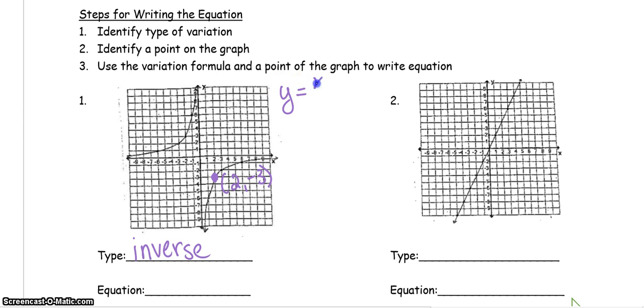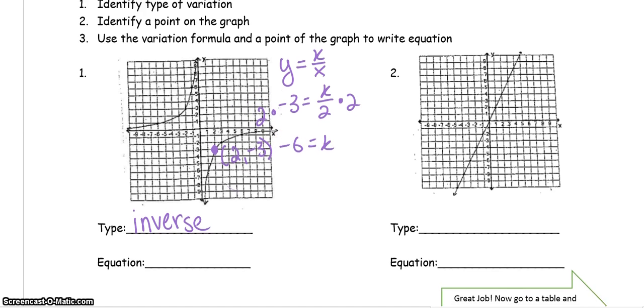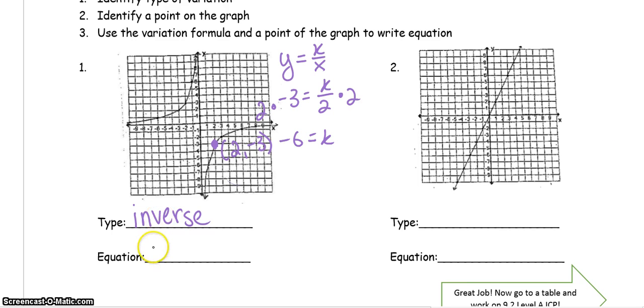In order to write the formula for this inverse variation, we need to start with the equation. So that's y equals k over x. Now, we know the point 2, -3 is on this graph, so we can plug that in to find k. So -3 equals k over 2. In order to solve for k, I can multiply by 2 on each side. So we get -6 equals k. So that tells us that the equation is y equals -6 over x. Oops, I said k, that should be an x, sorry about that.